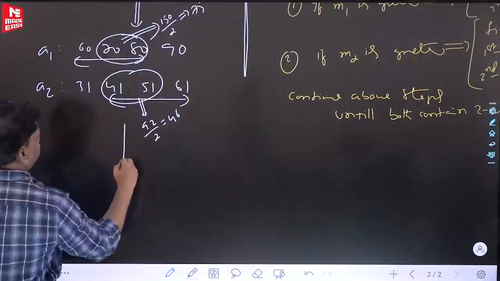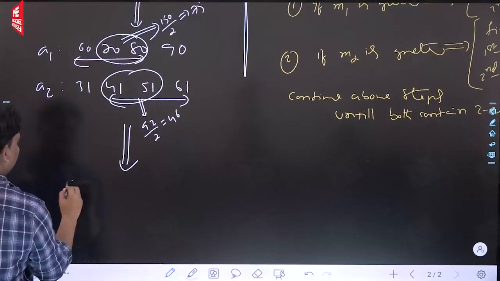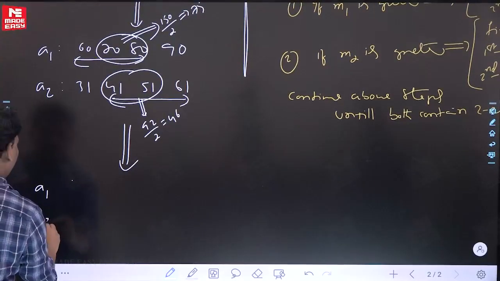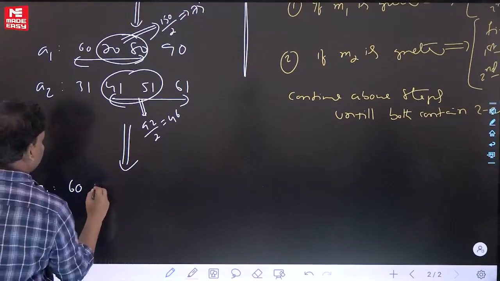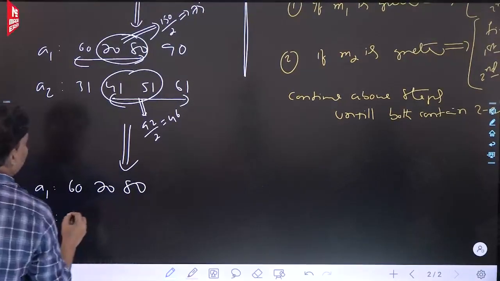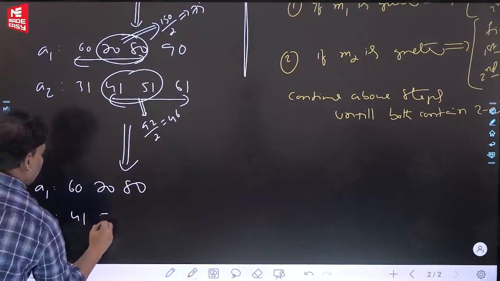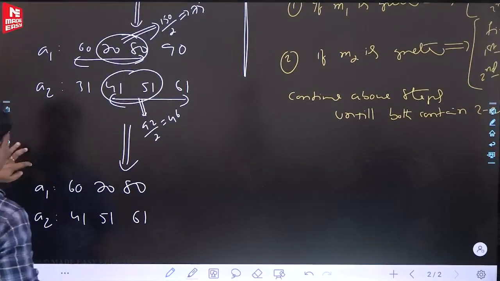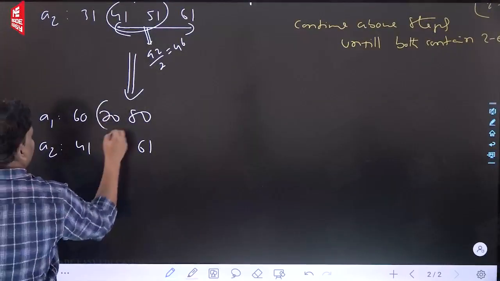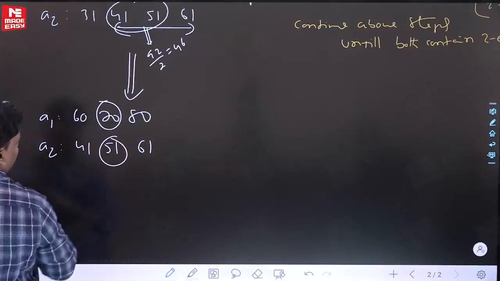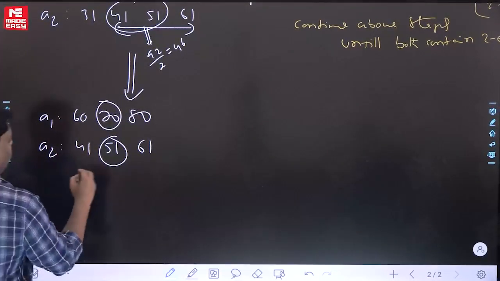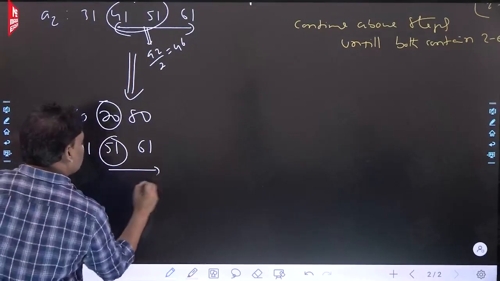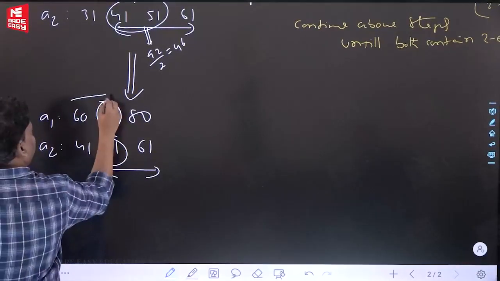Again start. So what is the answer now? A1 and A2. What is A1? 60, 70, 80. What is A2? 41, 51, 61. Again continue. Find the median, 70. Find the median, 51. Comparing both of them, who is bigger? I think A1 is bigger. Then the answer should be A2 right side, A1 left side.